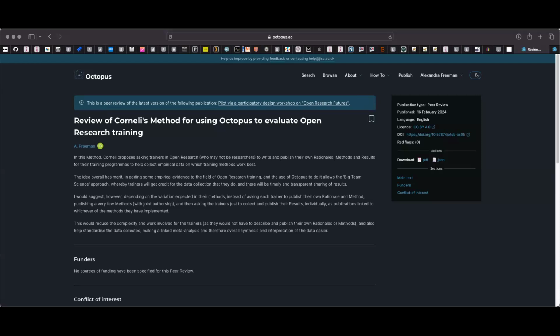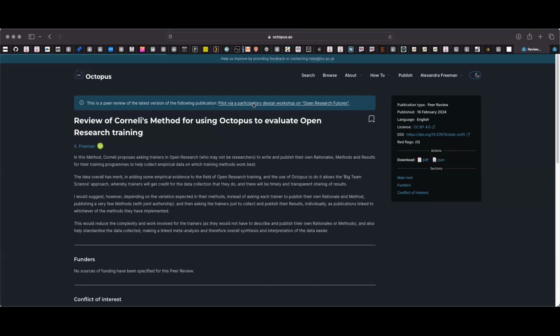Yes, absolutely. We try to treat peer reviews as akin to any other sort of publication on the platform. As you can see with this peer review here, it's got its own DOI and its own license, just as with any other publication on the platform. You can also see the author's name is listed there against it. So as far as the platform structure is concerned, this is a publication.